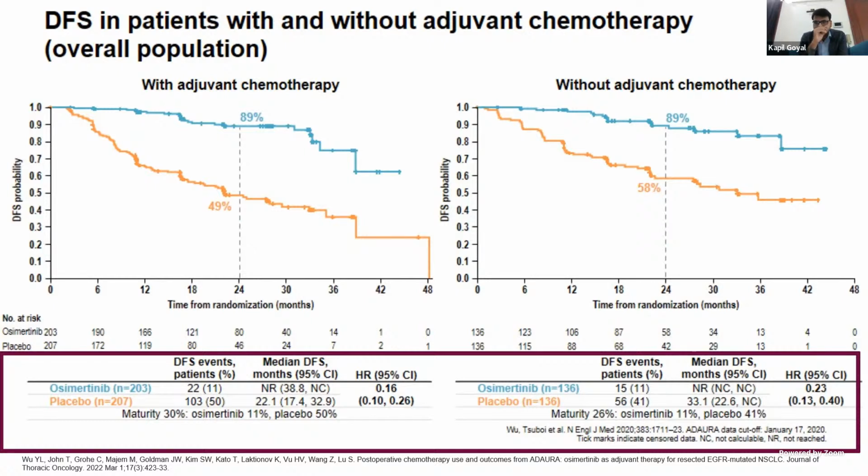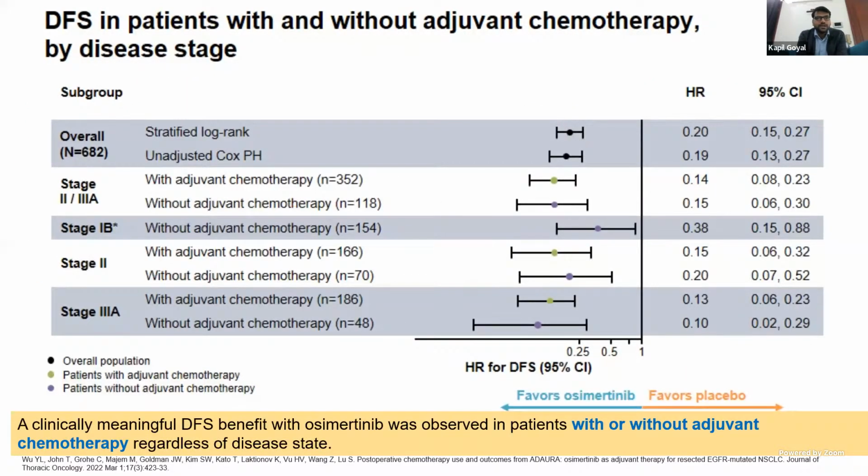The explanation for better median DFS in patients without adjuvant chemotherapy is probably that these patients already had lower stage, that was 1B only. If we look at the subgroup analysis of DFS in patients with and without adjuvant chemotherapy by disease stage, the benefit was there across the stages. In all 3 stages, if we subdivide, osimertinib benefit was there in all the stages: stage 2, stage 3, and stage 1B.